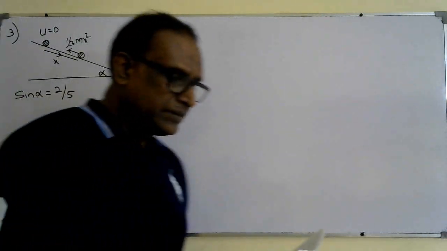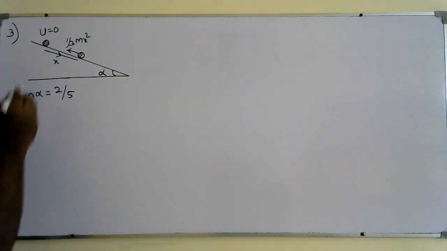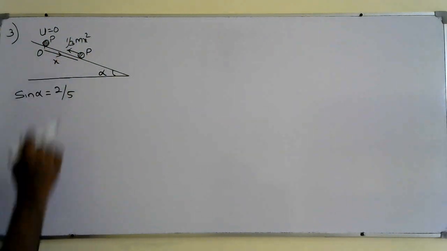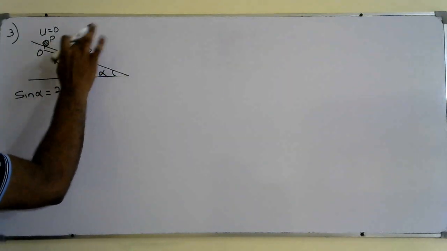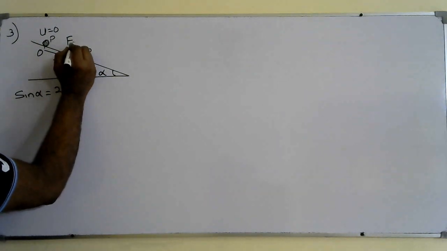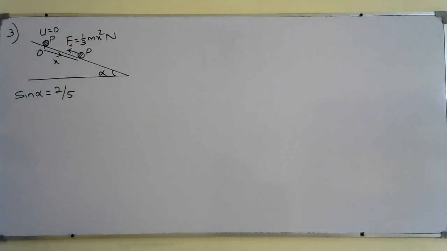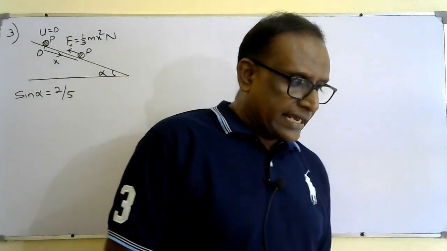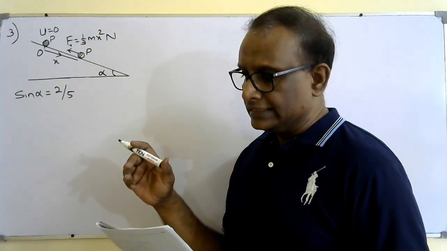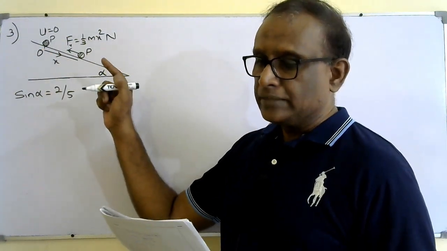Okay, so where x is in meters, is the distance of P from O. So I'll name that. This is O, the initial point. The name of the particle is P, right? So it has moved a distance x from the equilibrium. So the opposing force, like resistive force, I'll put R equal to 1/3 mx squared Newton. Okay, so they are giving that the force has magnitude 1/3 mx squared Newton, where x is in meters, the distance of P from O, and m is the mass in kilograms.